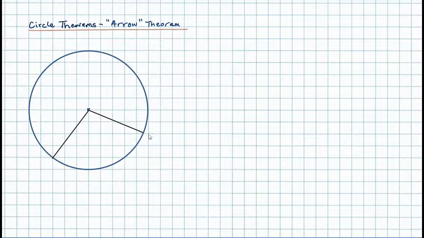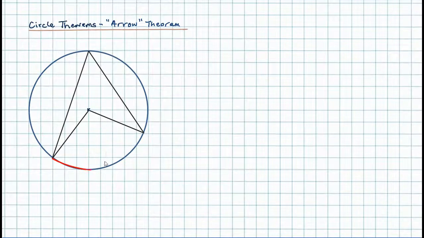So what we can do is draw from the top here, actually draw this down and down to here. And that's your classic arrow theorem setup. And you should be able to spot it. You should recognize that this is the theorem that you're going to use: that the angle at the center is twice the angle at the circumference. Okay, so let's turn this into a problem.